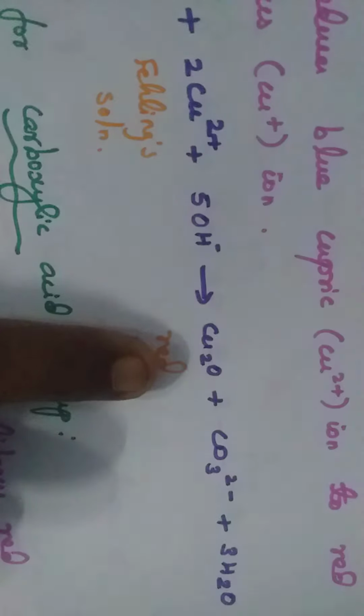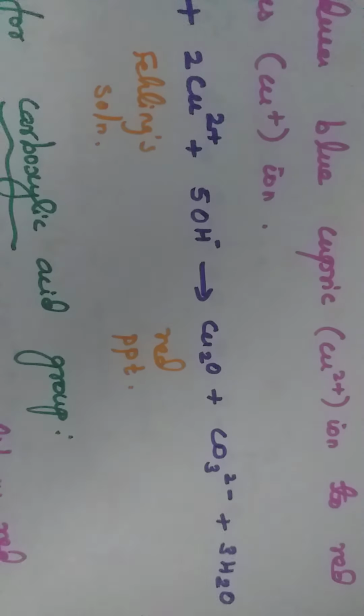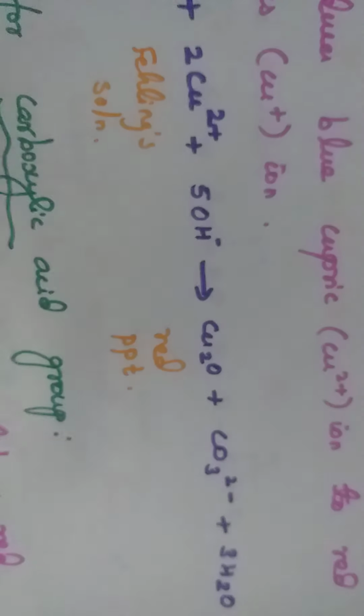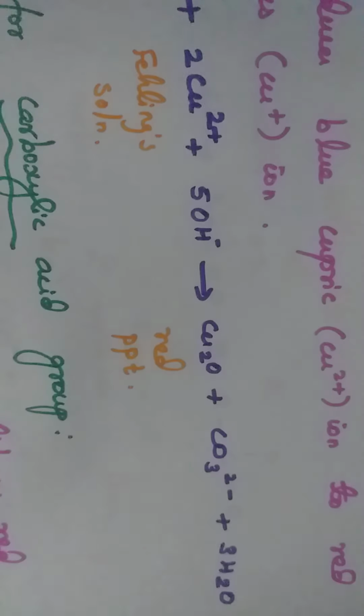So why formic acid? Explain the reducing property of formic acid, or why formic acid has a tendency to reduce Tollens and Fehling solution. Since formic acid has an aldehyde group and a carboxyl group, it has a tendency to reduce Tollens and Fehling solution. So now we are going to see the test for carboxylic acid.